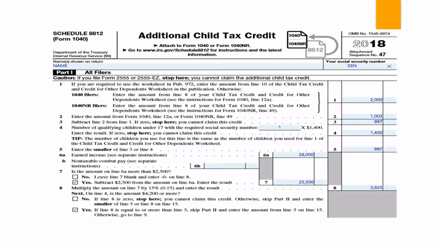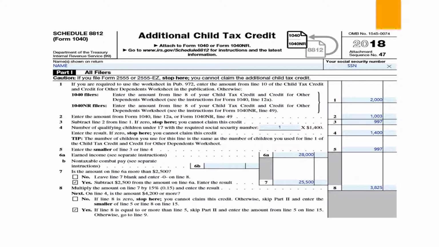This is Schedule 8812, the additional child tax credit form. At the top of the form, put your name and social security number. On line 1, put the amount from line 8 of the child tax credit worksheet. In our example, that was $2,000. On line 2, put the amount from Form 1040, line 12A, which was $1,003. Subtract that from line 1 to come down to $997 on line 3.